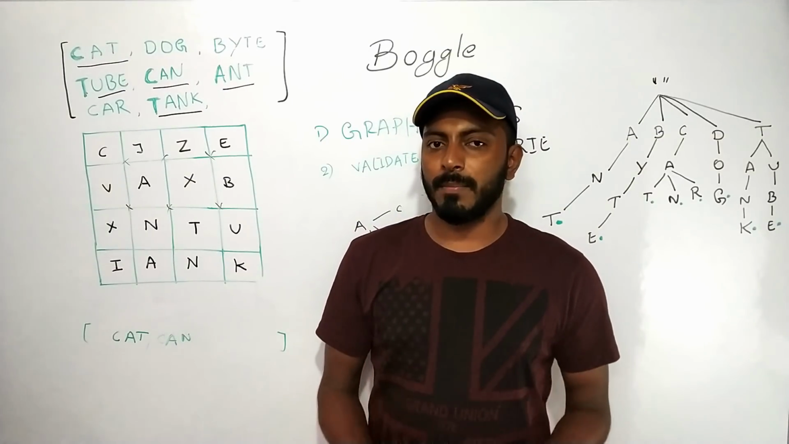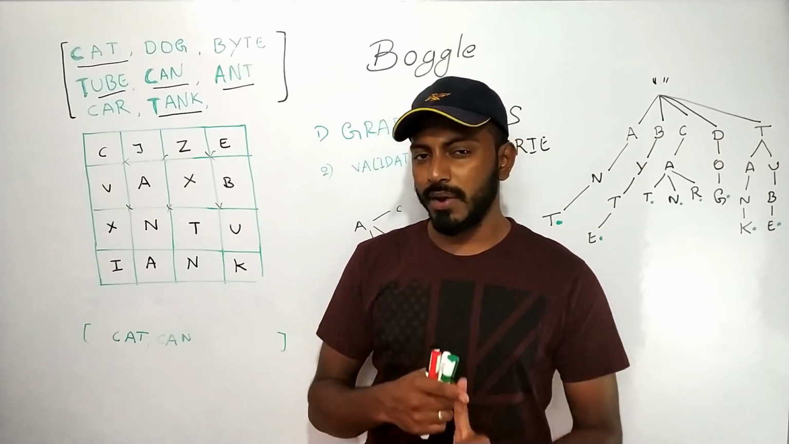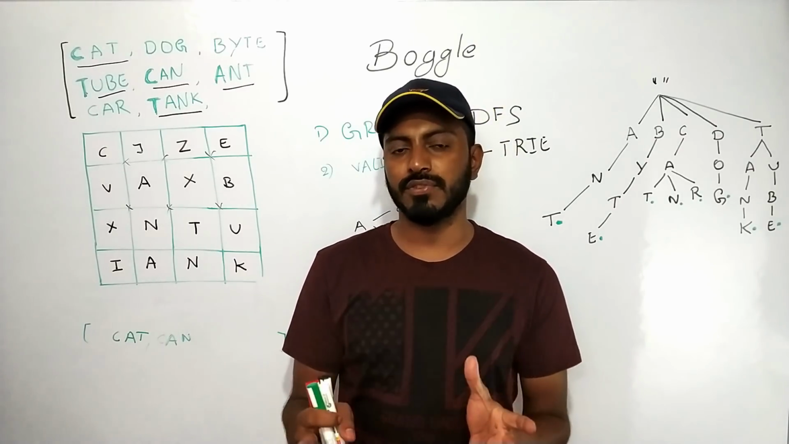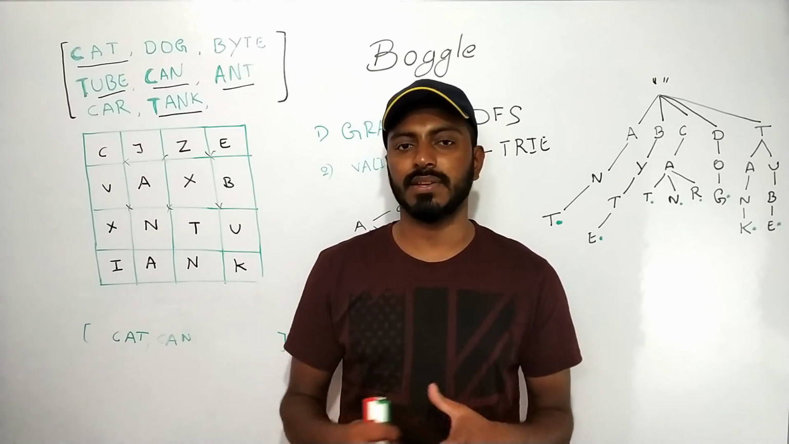Solving the boggle problem using DFS and trie is one way of solving. This problem can be solved using different kinds of algorithms and different solutions.